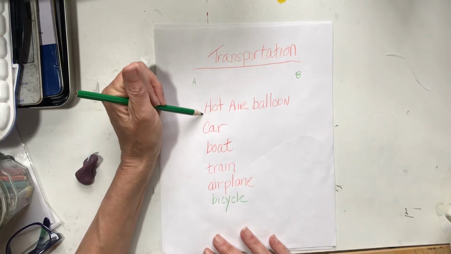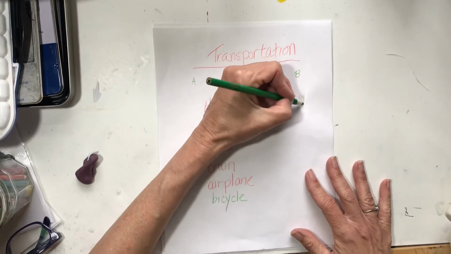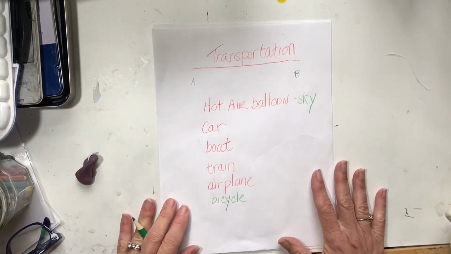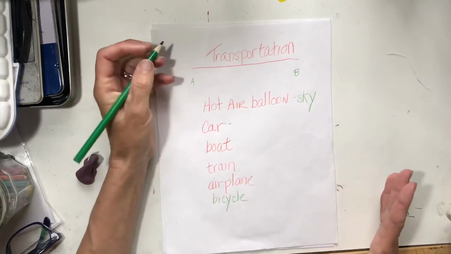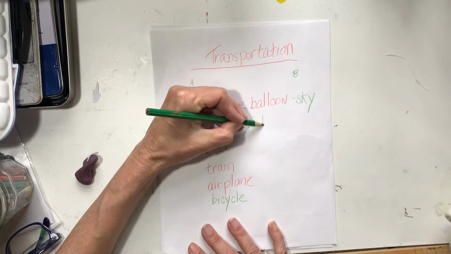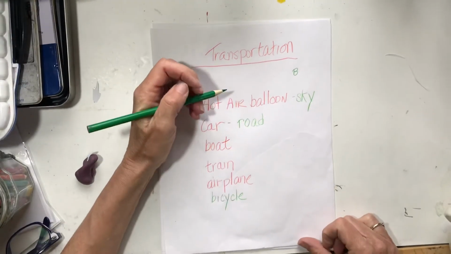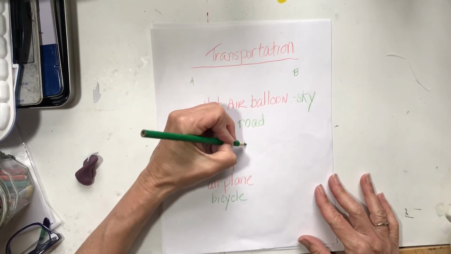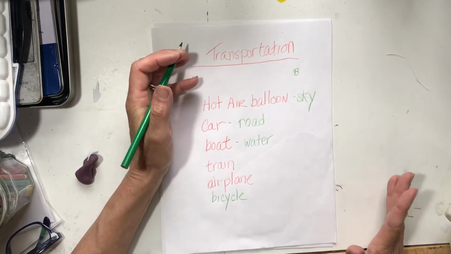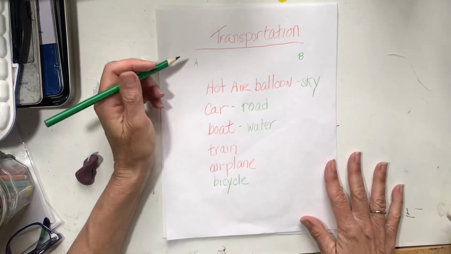So a hot air balloon flies in the sky. So we're gonna need a landscape that's got a sky, S-K-Y. Can you see that? I can't tell if you can see that. Yes, you can. Okay. A car drives on a road. So we're gonna draw a road, R-O-A-D. That's better. A boat, a pirate ship goes in the water, like, let's see, a river or an ocean or a lake. I think we're going to draw a wide river.